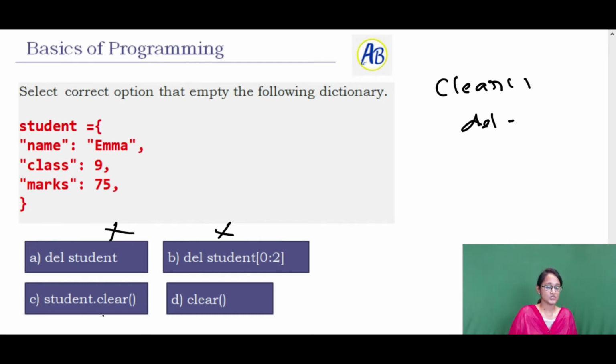You can see student dot clear. I created a dictionary and named it student, and I want to empty this dictionary. To empty the dictionary, I use a keyword called clear. So student dot clear, this option is correct. We cannot mention the clear keyword only. We have to mention the name in which we created the dictionary, dot clear method. Okay, so C is the correct option here.